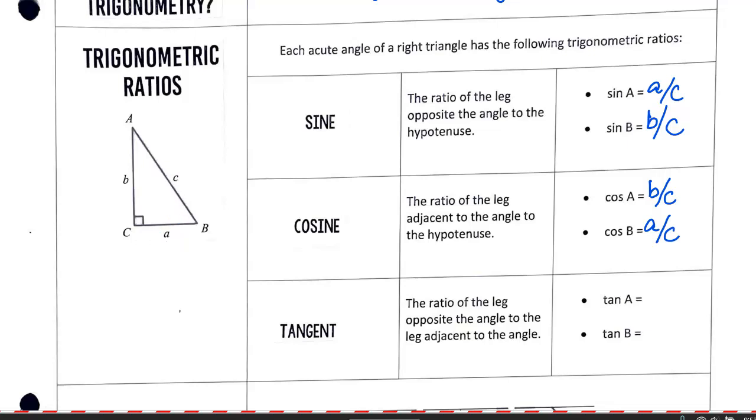And then we have tangent. Tangent is the ratio of the legs. It's just the ratio of the legs. We don't even use the hypotenuse. So it is the opposite to the angle over the adjacent to the angle. Let's say we're trying to find tangent of angle A. That would be the leg opposite, which is a, over the side that's touching, b. And tangent B would be the side opposite, which is b, over the adjacent, which is a. You'll see that those are just flipped.